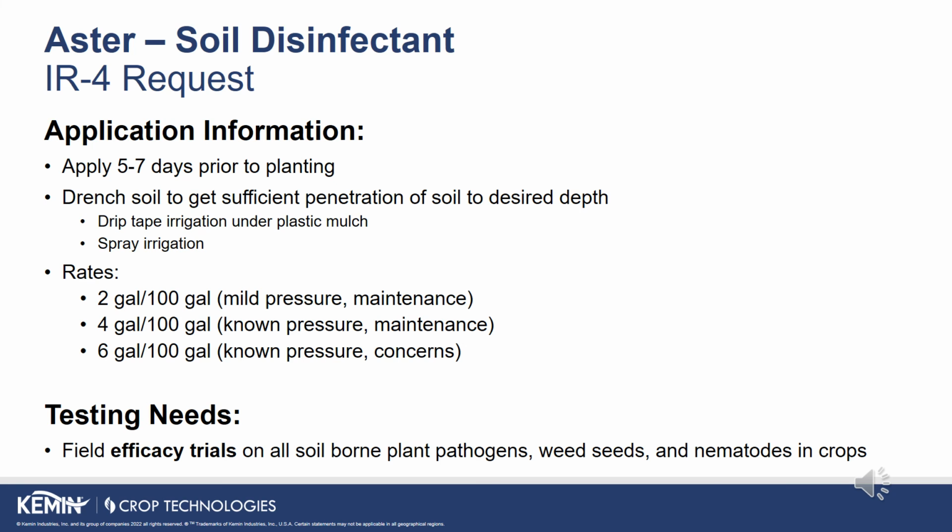The suggested rates are a minimal amount of 2 gallons per 100 gallons for mild pressure and maintenance, up to 6 gallons per 100 gallons for known pressure and potential concerns. What we're requesting is efficacy testing, which would be on all soil-borne plant pathogens, looking at weed seeds and nematodes in all crops.